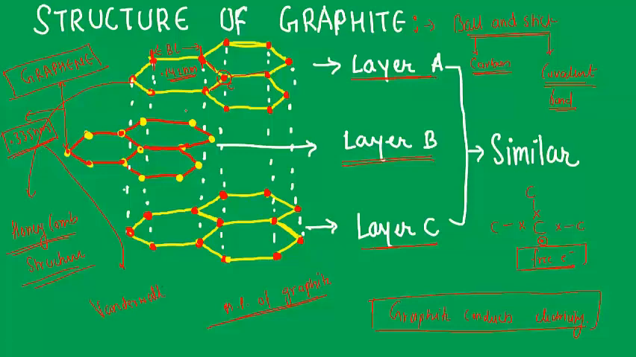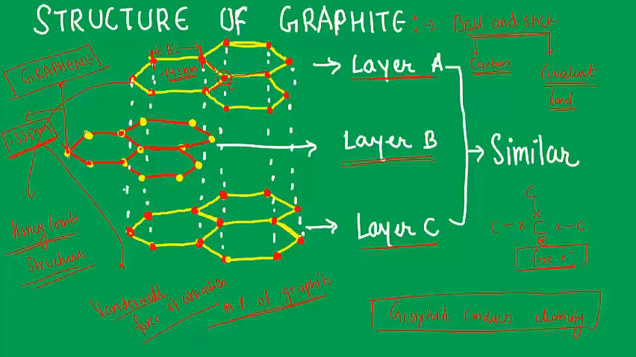Just remember that between carbon and carbon atoms the bond is a covalent bond, but between the layers the force of attraction is van der Waals force of attraction, which is the weakest force of attraction, and this is the reason why the different layers slide over each other, and this is the reason why graphite acts as a lubricant. So why does graphite act as a lubricant? Because the layers slide over each other. And why do the layers slide over each other? Just because they have a weak force of attraction, that is the van der Waals force of attraction between them, with a bond length of 0.335 nanometer.